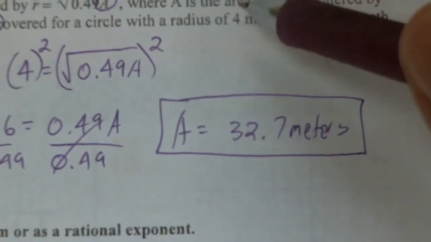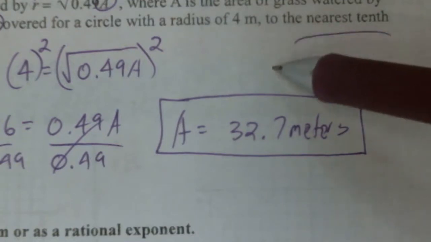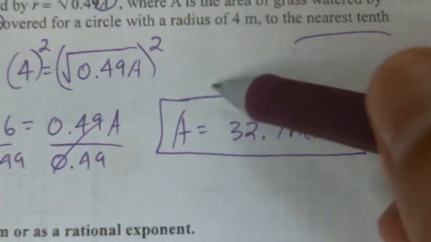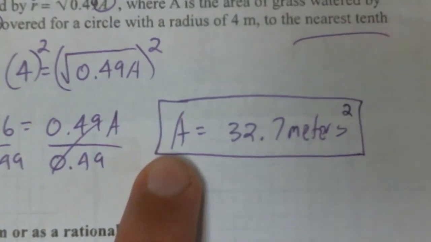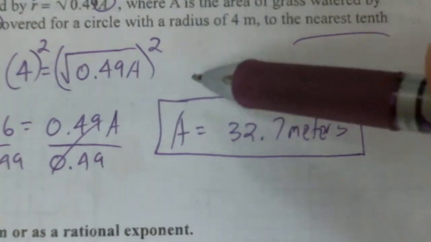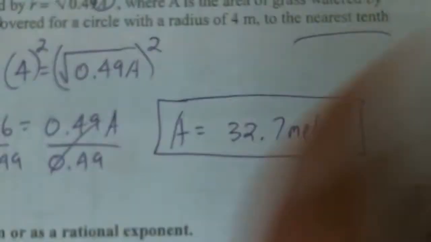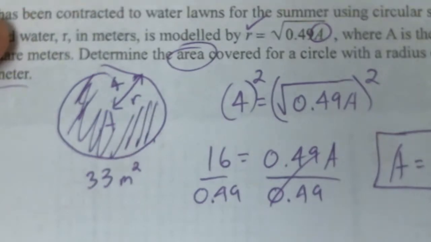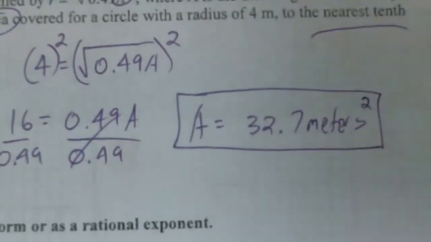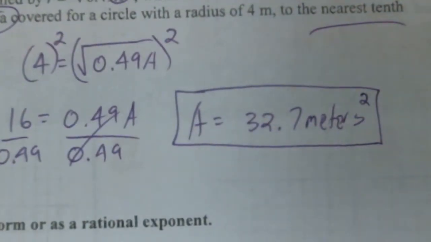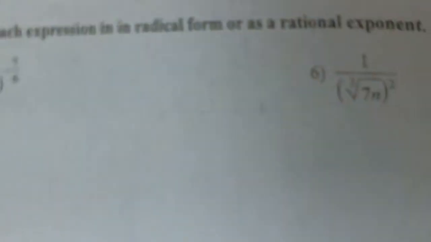Does this make sense? I've got a radius of 4 meters. Do you buy the fact that we're covering 33, and this is actually area, right? So this actually should be meters squared, okay? Do you buy the fact that this radius is 4 meters, back to our drawing, and we're covering 33 square meters of grass? Do you buy that? Yeah, I buy that. That sounds reasonable to me. Okay, so always ask yourself, does my answer make sense? All right, let's keep going.